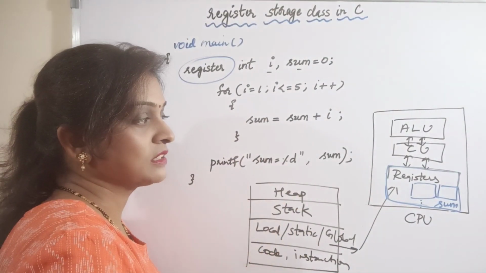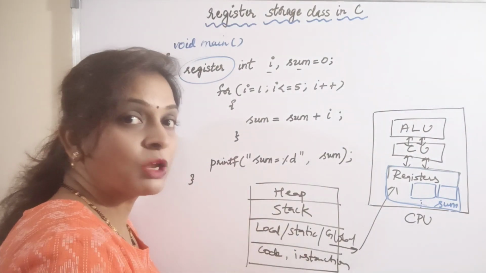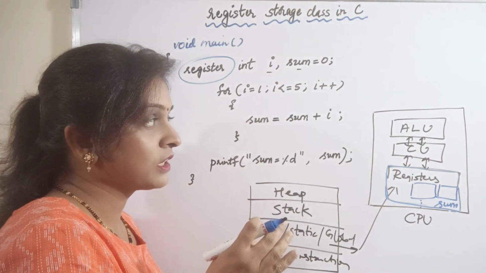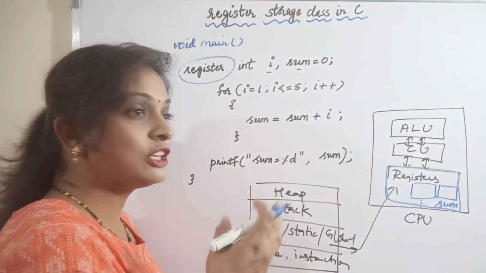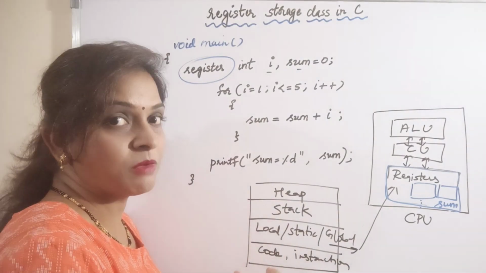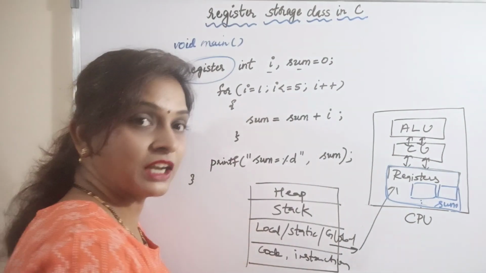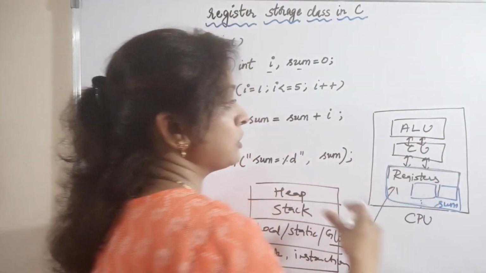Why are we storing these inside the registers? Because the values of I and sum are frequently used in the calculation part. So every time for processing, the CPU need not take the data from the main memory, that is from the RAM. It can straight away take it from the registers so that the ALU and CU can process the data.